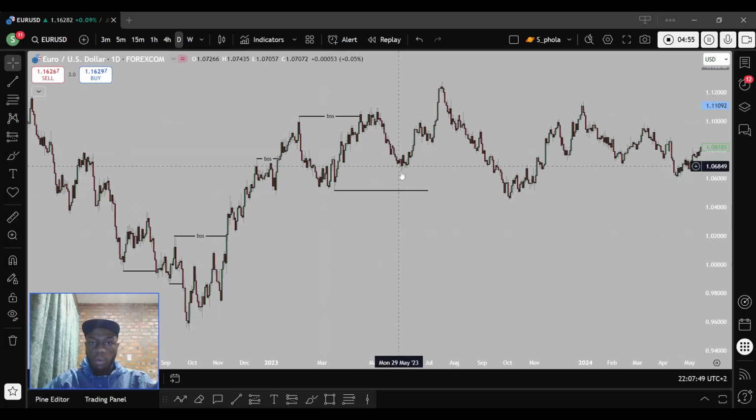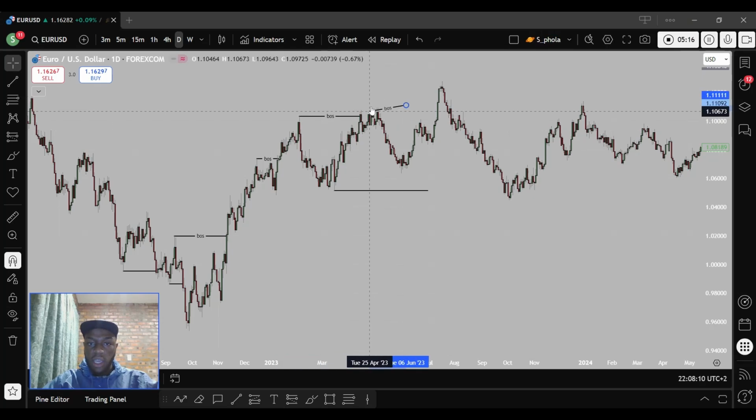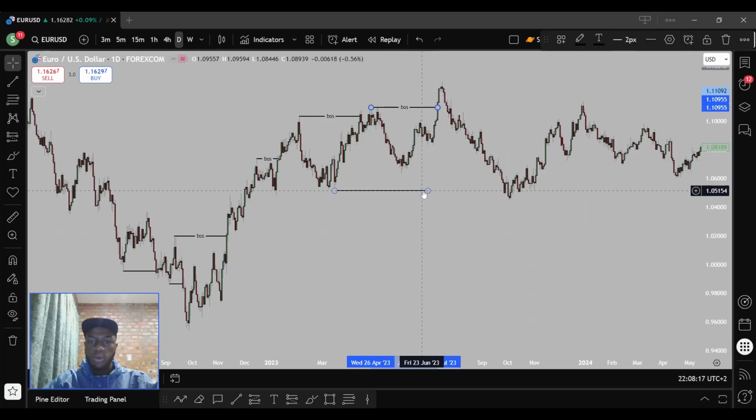Then what happened? We got our pullback. After we got our pullback, we mitigated something to the left. Our internal switched bullish, then went up to break structure. Understand? To break what? This high here. So here's a scenario for you.